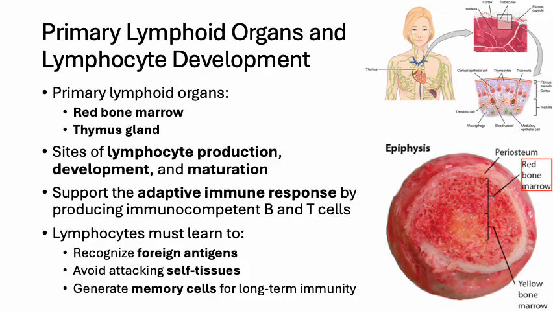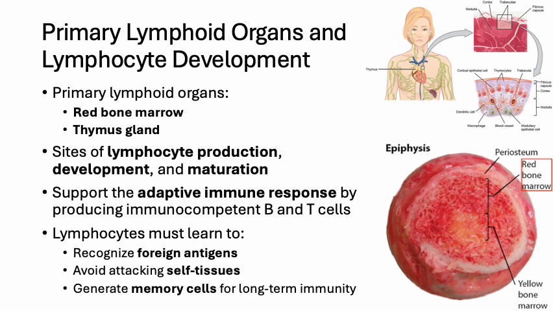Red bone marrow is where all blood cells originate, including lymphocytes. B cells complete most of their development in the bone marrow, while T cells begin their development there but migrate to the thymus for further maturation. These developmental processes are essential. Without them, the body could not produce immunocompetent lymphocytes. These are cells capable of identifying and responding to specific pathogens.